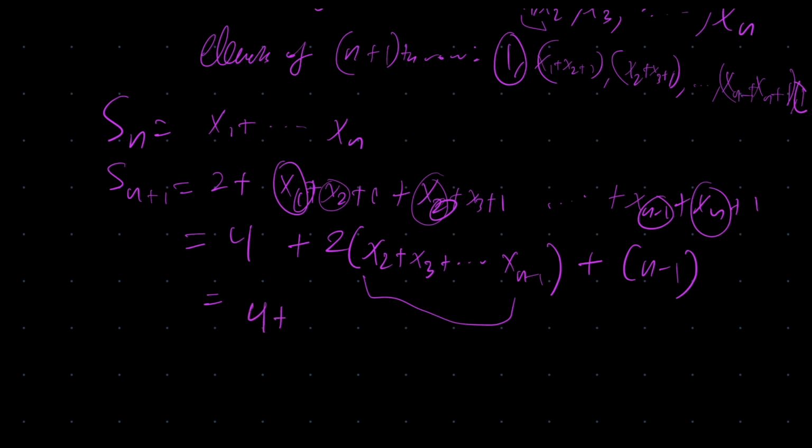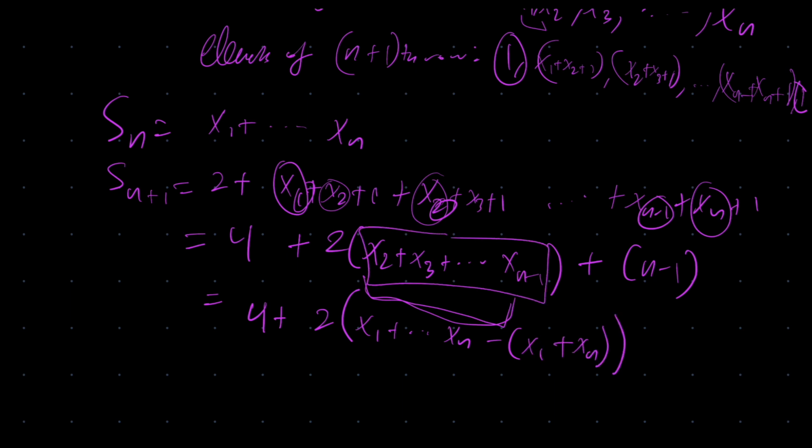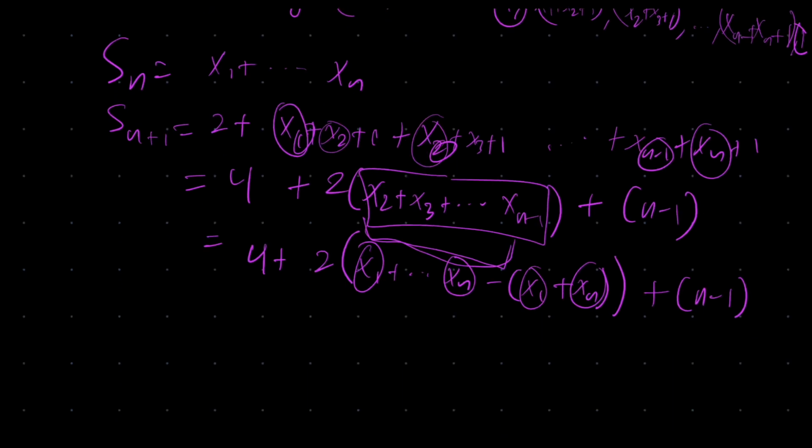So this is equal to 4 plus 2 times. Now to get this to look like another S, we can just add and subtract something. So we can add x1 through x_n, but then subtract off x1 plus x_n. So this is the same thing. We've just added 0. We've added this, then subtracted them again. And then, of course, plus n minus 1. We can combine these right now. We have 3 plus n plus 2.